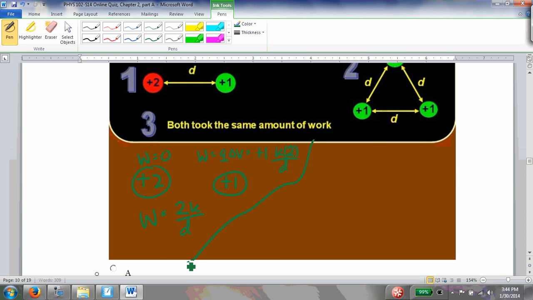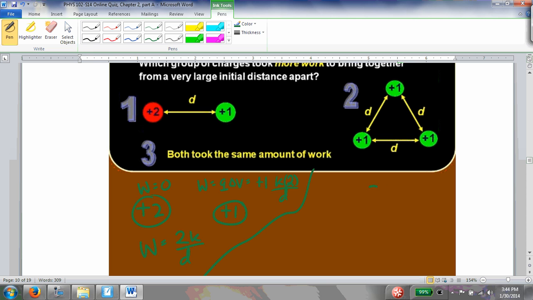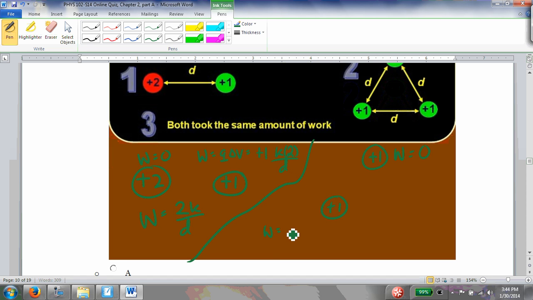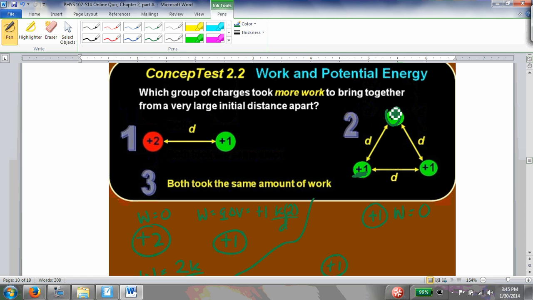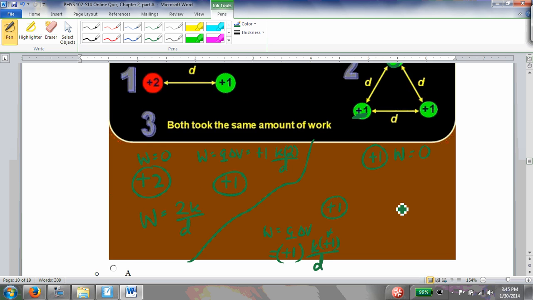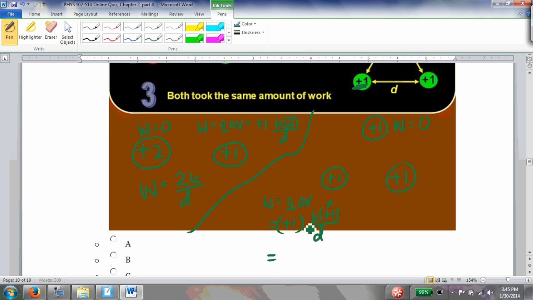Now let's look at this scenario over here. To bring in the +1 charge at the top, 0 work. To bring in the +1 charge over here is going to be Q delta V. That's +1, which is my charge, times delta V, which is K times +1 over D. But notice this charge is now referring to this one, because I'm concerned with the potential due to that topmost charge. So this was equal to K over D.